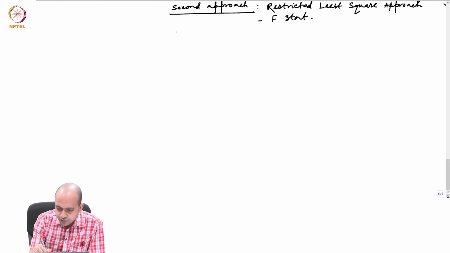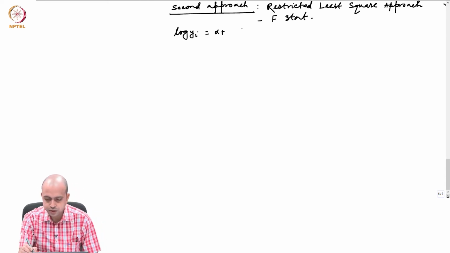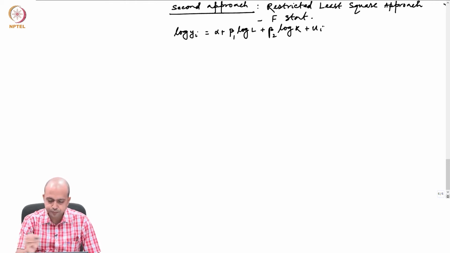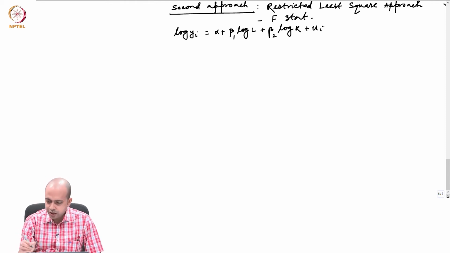So, I will write the production function once again, log of y i equals to alpha plus beta 1 log of labor plus beta 2 log of capital plus u i. Okay, and what is the hypothesis that we are going to test is H naught: beta 1 plus beta 2 equals to 1.